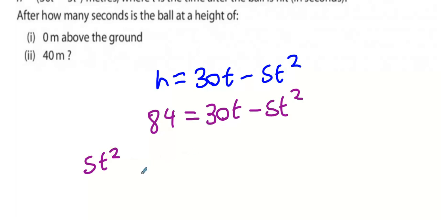5t squared. Who got 5t squared minus 30t plus 84 equals 0? Anybody get that? You did? Come on. Anybody else get that? Did you get it in a different order? Do you not see what I did? I just moved both of them to the left.